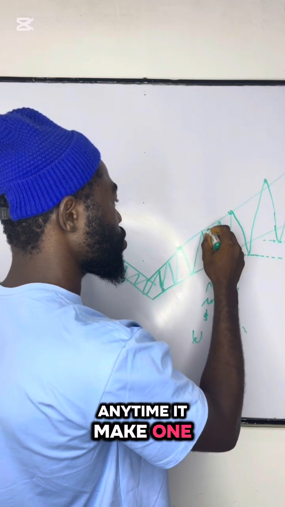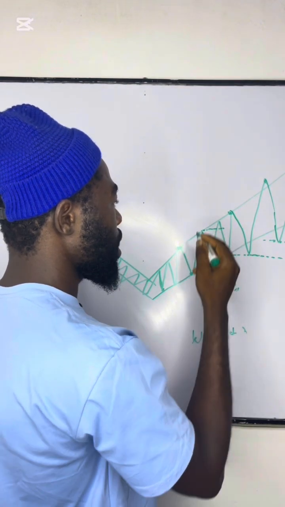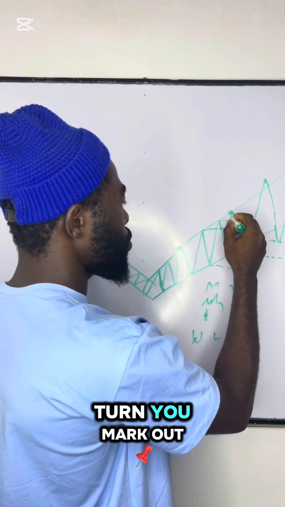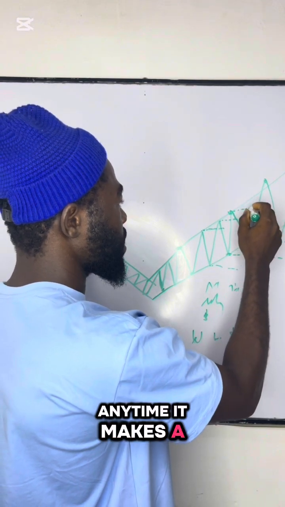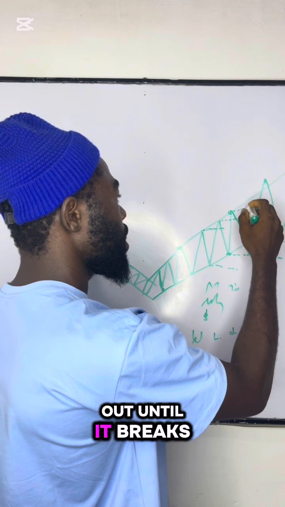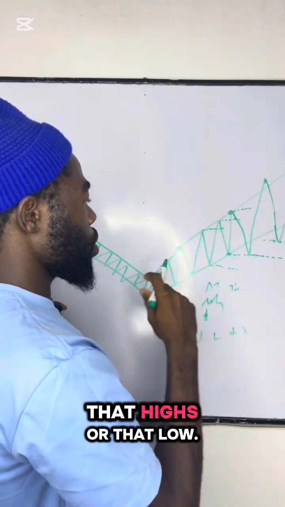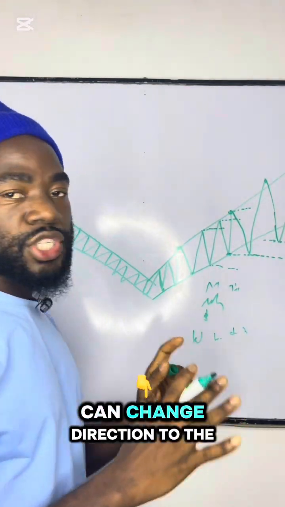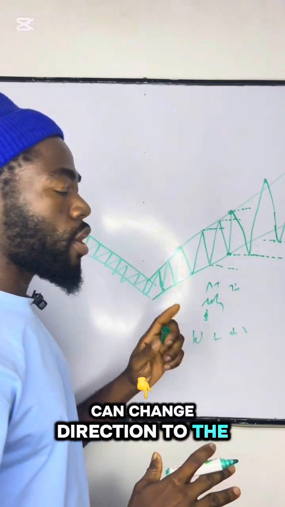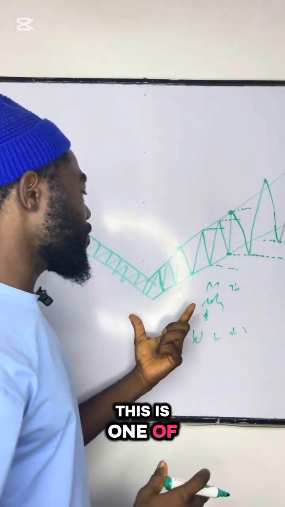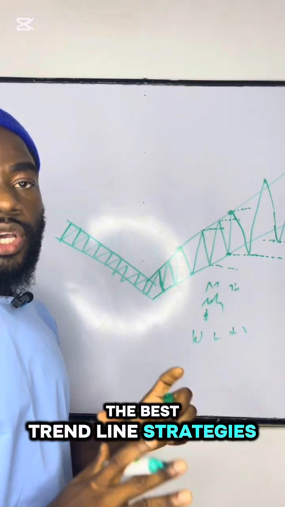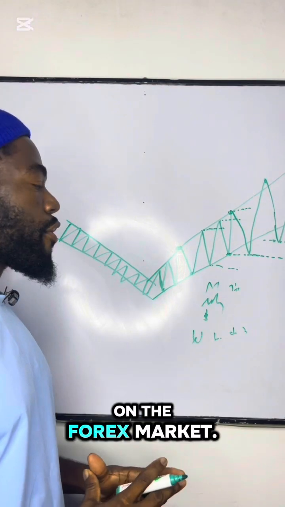So in that case, anytime it makes one swing, you mark out the low. Anytime it makes one swing, you mark out the highs. Anytime it makes a turn, you mark it out until it breaks that high or that low. That is when you can change direction to the opposite side. This is one of the best trend line strategies you can be trading on the Forex market.